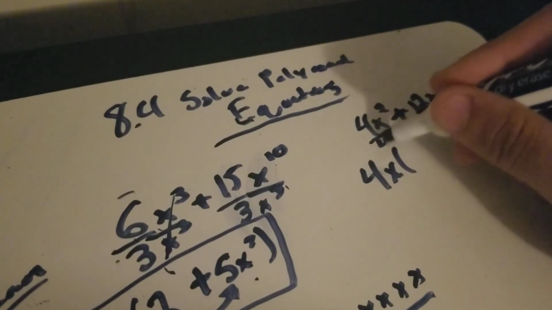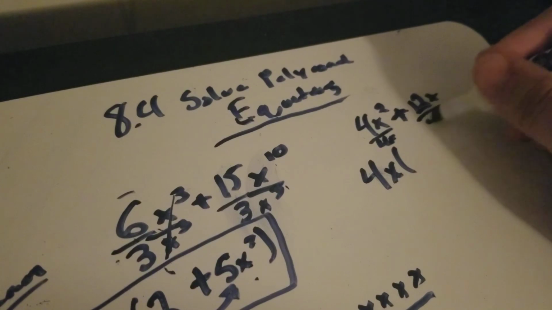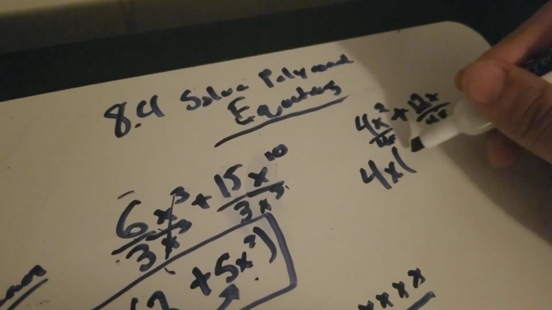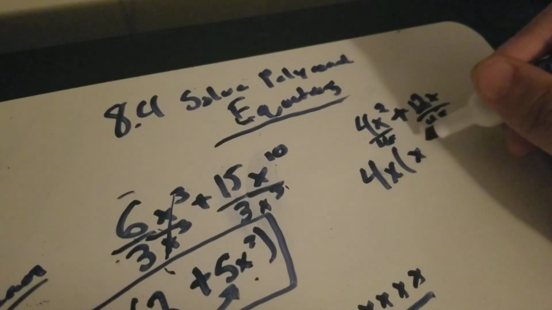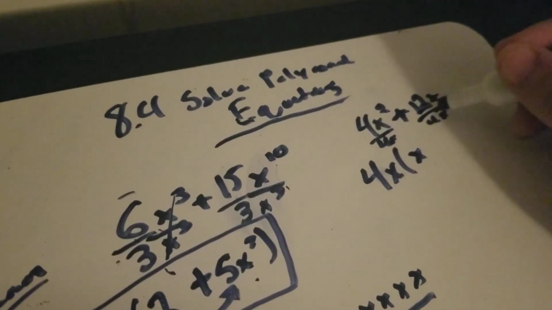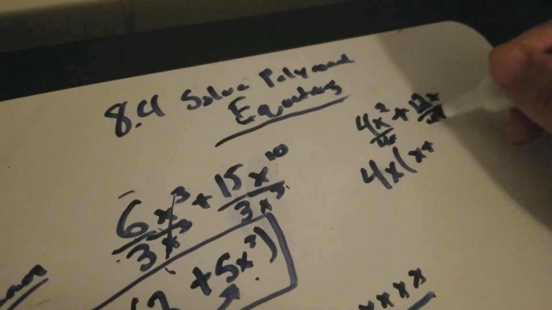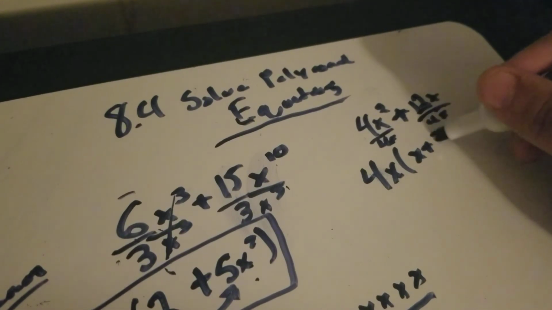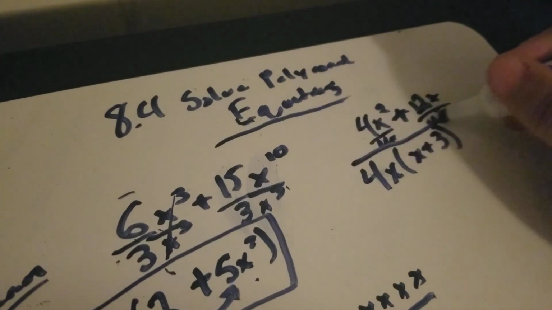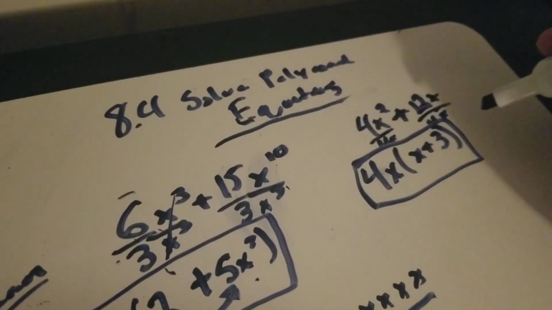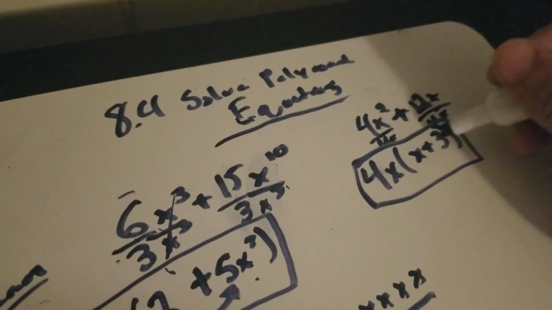So we're going to divide by 4x. 4 divided by 4 is 1. I don't have to write that. X squared divided by x is going to be x to the 1 power, so I'm just going to write x. Plus 12 divided by 4 is 3. X divided by x completely disappears. So your final answer is 4x times x plus 3.